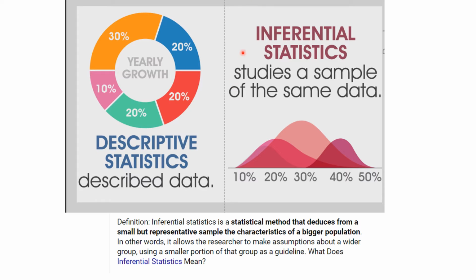Now we're going to turn our attention to a topic called inferential statistics, where we study a sample of data drawn from some population. And the definition of inferential statistics is as follows. Inferential statistics is a statistical method that deduces from a small but representative sample the characteristics of a bigger population. In other words, it allows the researcher to make assumptions about a wider group using a smaller portion of that group as a guideline.